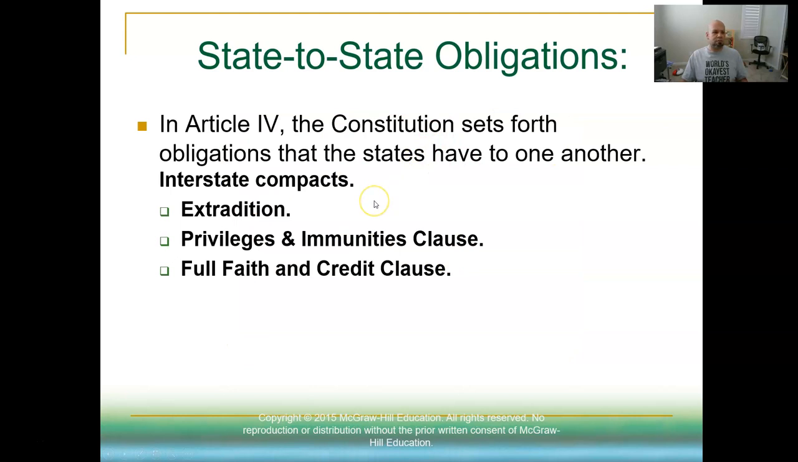Okay. Let's see. State-to-state obligations. And this is the last slide. I'll be done here. So states have to honor each other. One of them is extradition. If you commit a crime in California, flee to Nevada, Nevada has to send you back to California. That's called extradition. As long as all the paperwork's in order, it's not a problem, and states do it all the time, routinely. So you can't just leave California to get away. If you get to Nevada, they arrest you, they'll send you back.